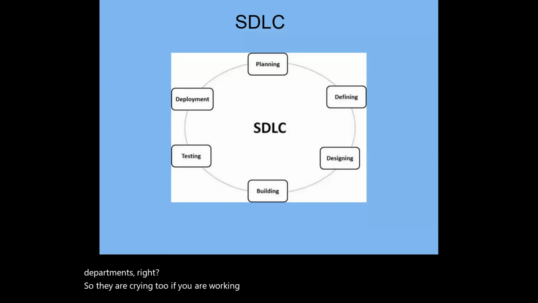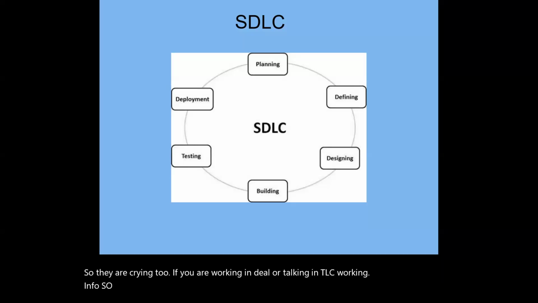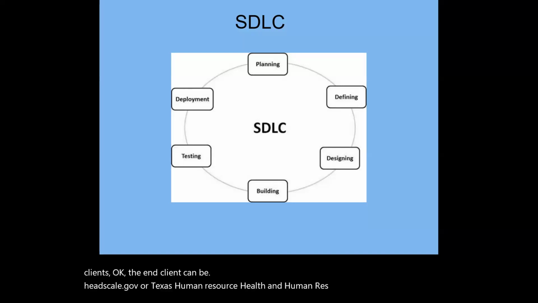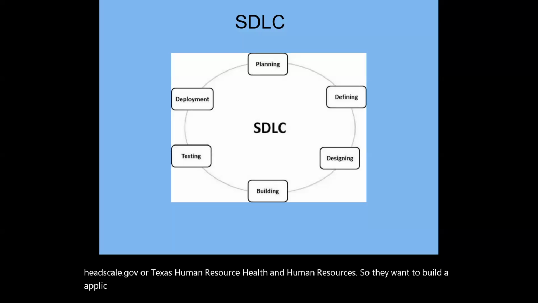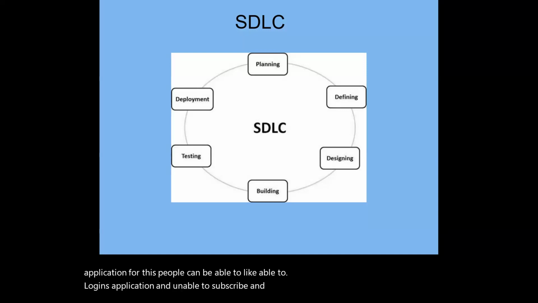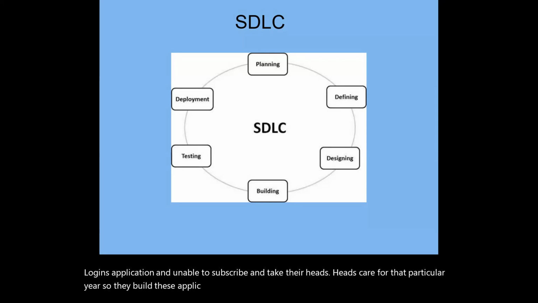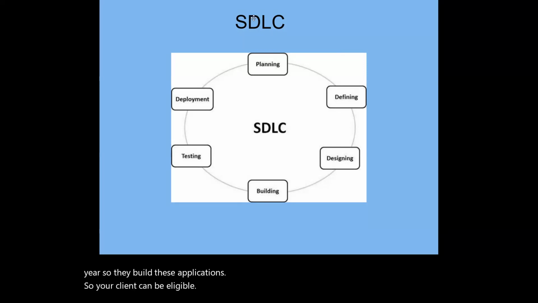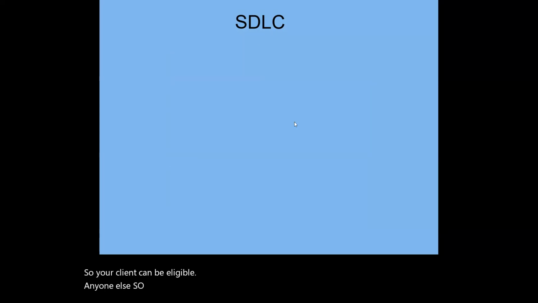If you're working in Deloitte, TLC, Infosys, or numerous others in the IT industry, they have clients, their end clients. The end client can be healthcare.gov or Texas Health and Human Resources. They want to build an application for this, so people are able to log into the application and subscribe and take their healthcare for that particular year. So they build these applications. So your client can be anyone. Anyone else? So that's the planning phase. All right. Okay, sitting with the client.